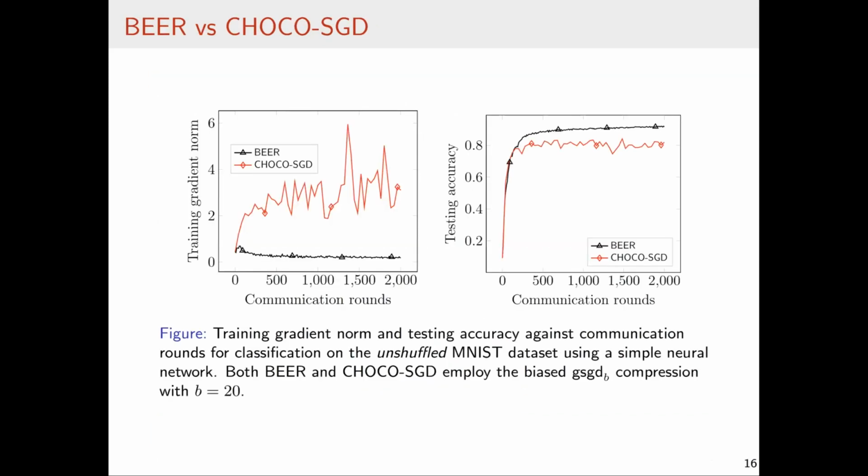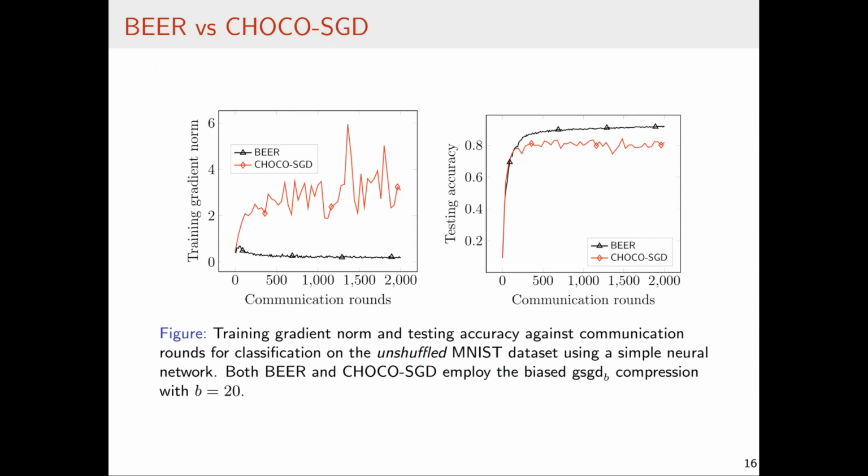Before I conclude the discussion on BEER, let me show one toy example that demonstrates that the gain we have in the theoretical convergence rate is not just a theoretical improvement, but is actually corroborated by numerical simulations as well. This is a toy example where we train a very simple neural network using an unshuffled MNIST data set.